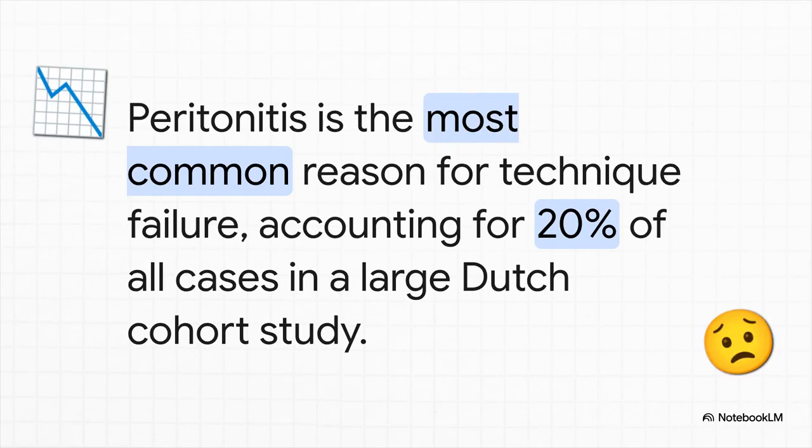Let's just put a hard number on that to let it sink in. A large Dutch study found a really stark reality. Peritonitis is the single biggest modifiable cause of technique failure. It's responsible for 1 out of every 5 patients being forced to abandon peritoneal dialysis. This one complication is the primary driver that takes patients away from the independence of their home-based therapy.